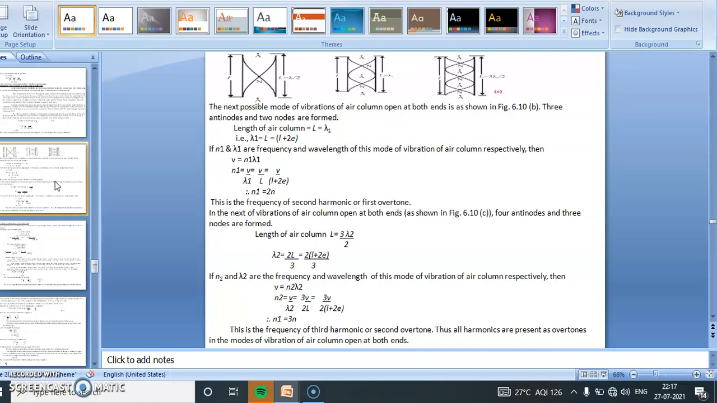Okay. So here we get the frequency n2 is equal to v upon lambda 2, equal to 3v upon twice L. Then we get 3v upon twice l plus twice e. That is, n2 is equal to 3n. This is the frequency of the third harmonic or second overtone. Thus all harmonics are present as overtones in this mode of vibration of air column open at both ends. Okay.